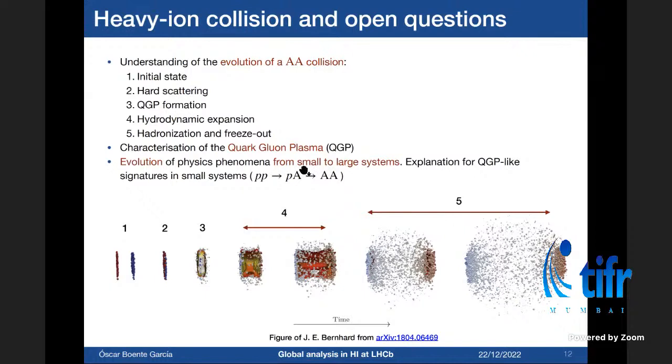So we want to first characterize the quark gluon plasma and measure its properties. And lately, there have been these observations of some phenomena that we were attributing only to QGP formation, let's say, and they are appearing also in small systems where we do not have energy density to have large volumes of QGP. So we want to understand these signatures and basically understand the evolution between p-ion and ion-ion collisions.